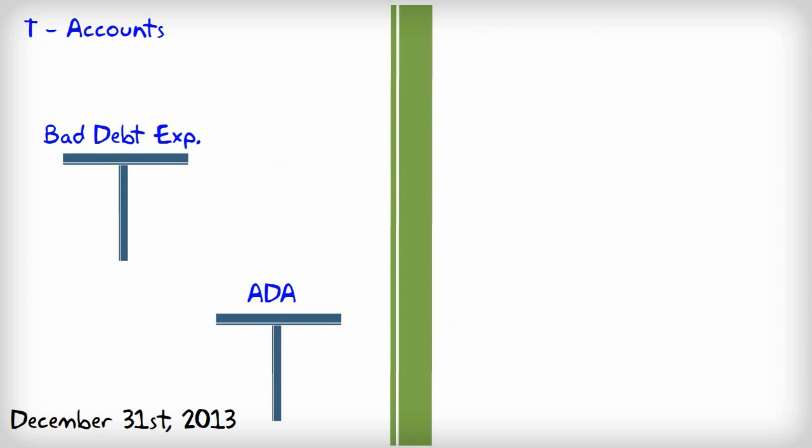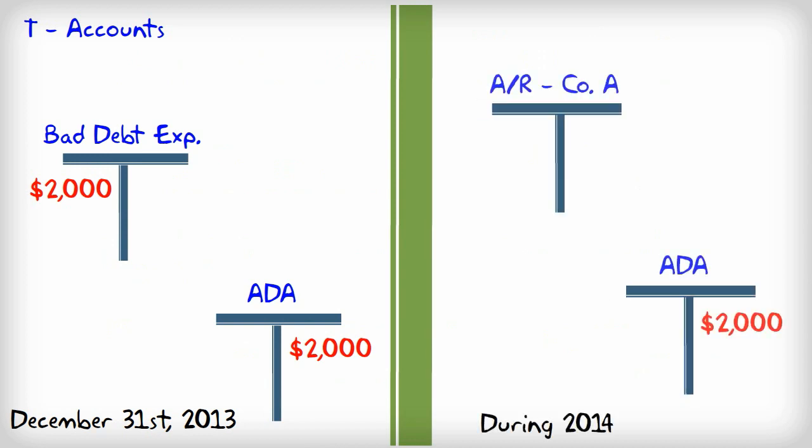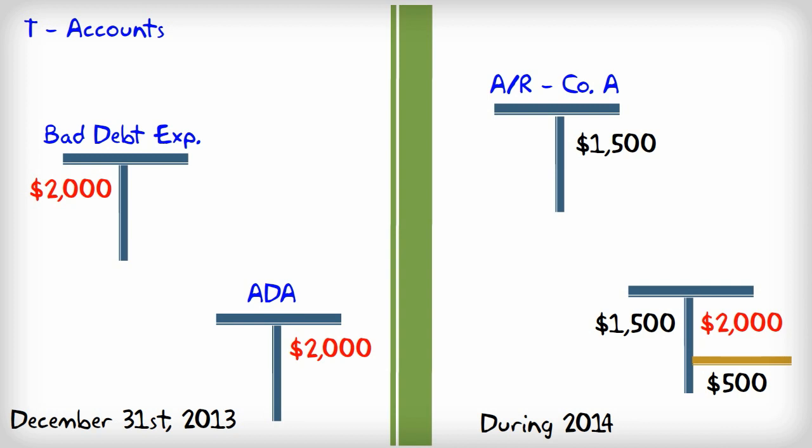These are the T accounts so you can get a better understanding. When we make our estimate, we debit bad debt expense and credit allowance for doubtful accounts. During 2014, when we determine that $1,500 from company A are uncollectible, we credit accounts receivable for company A and debit the allowance for doubtful accounts. We made a mistake in our estimate, and that is how it is in the real world all the time.